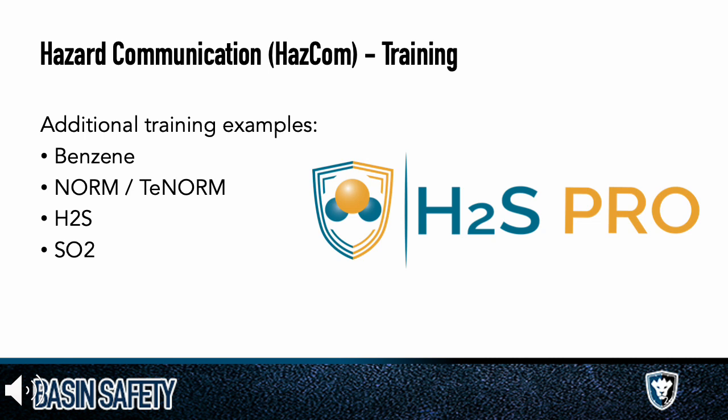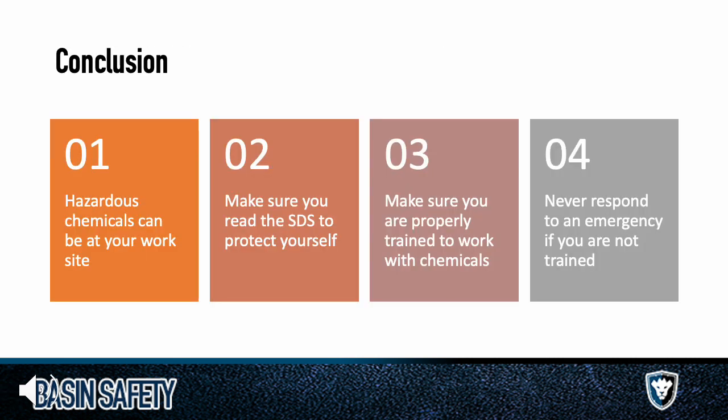There can be additional trainings as well, like benzene training or NORM or TeNORM, which is technologically enhanced naturally occurring radioactive material training. Some H2S training, usually H2S Clear, and SO2 training, that is sulfur dioxide. That is what we get when we burn H2S, so it is prevalent in the workforce. This is the conclusion of this section. So hazardous chemicals can be at your work site. Make sure you read the SDS to protect yourself. Make sure you are properly trained to work with the specific chemical, and never respond to any emergency if you are not trained. Always make sure that you are trained before you respond.